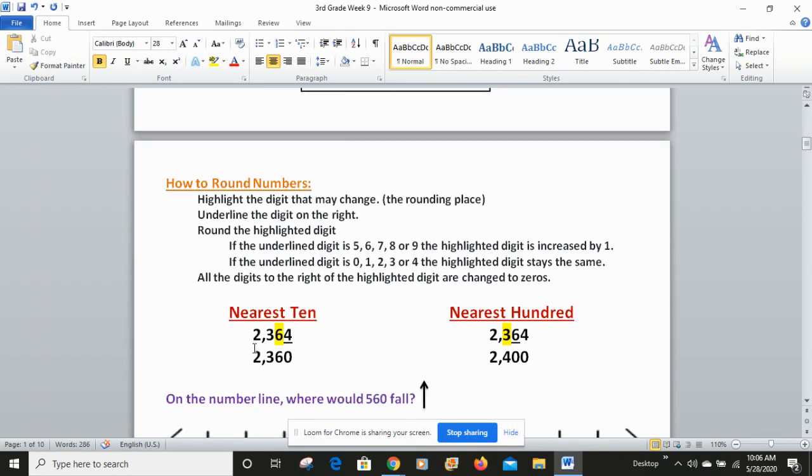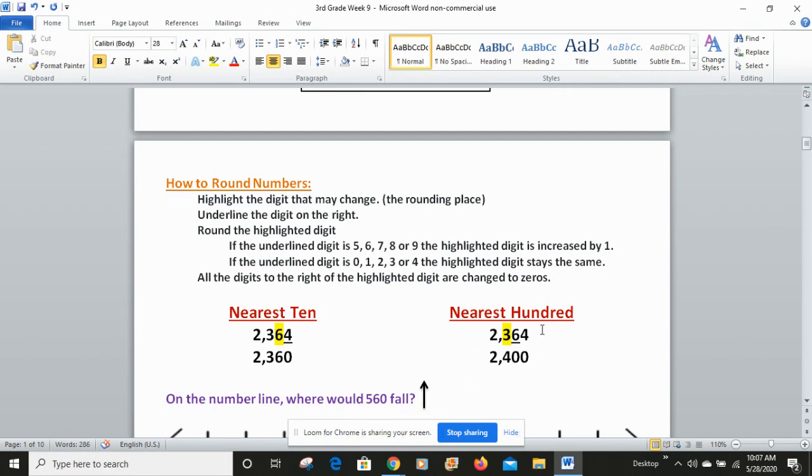So if we were going to round 2,364 to the nearest 10, I would highlight my rounding place, which is the 6. I would underline right next to it the 4. And the 4, according to this right up here, tells the highlighted digit to stay the same. So I keep the 6. I keep the numbers to the left of the rounding place, and everything else changes to 0. So 2,364 rounds to 2,360.